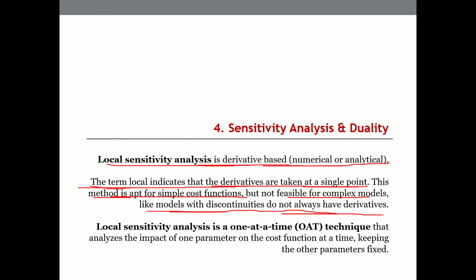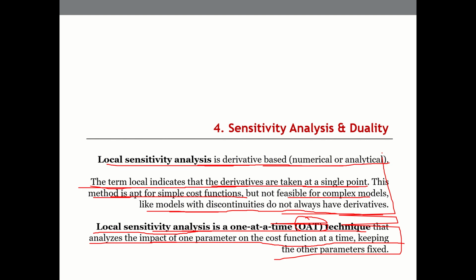Discontinuities do not always have derivatives. Okay, let us also understand the other terminology and then we will discuss what this is. Local sensitivity analysis is one at a time. This is also called the OAT technique, which analyzes the impact of one parameter on the cost function at a time, keeping the other parameters constant. So this is called local sensitivity analysis.